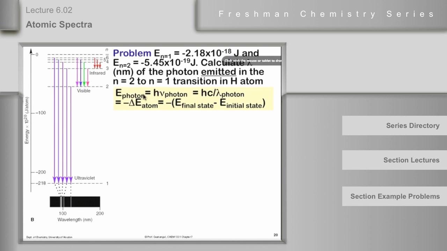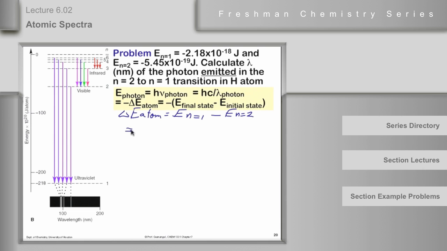If we want to calculate the lambda, we're going to have to determine the energy E of the photon and sort of work backwards. Here's how I would suggest that you do it. First of all, delta E of the atom is equal to E for n equals 1, the final state, minus E of n equals 2, the initial state. All right?